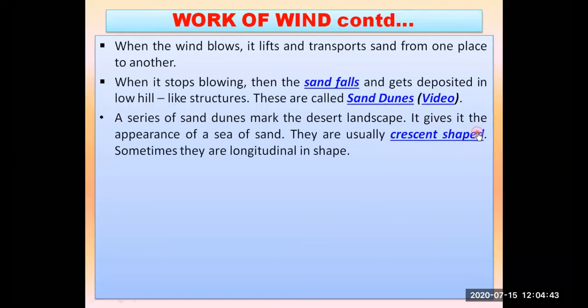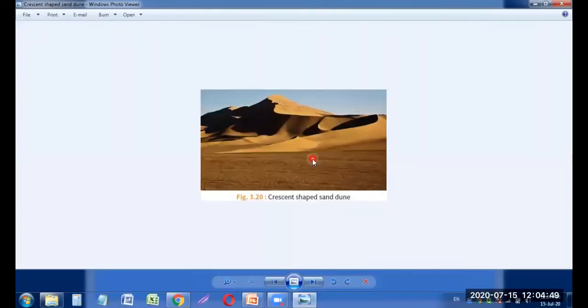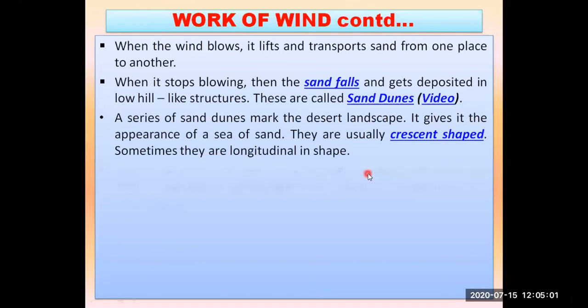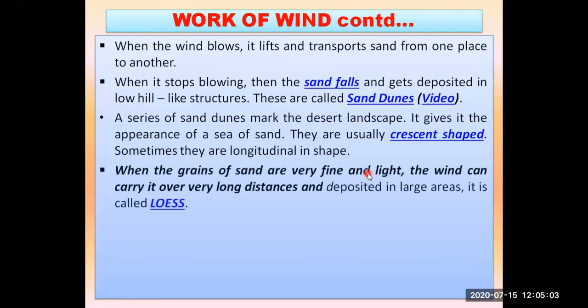Let me show you that also. I have the photo with me, the crescent shaped sand dunes you can see over here. You must have seen the crescent moon. So these are the crescent shaped sand dunes which are also available in the deserts. Sometimes it is longitudinal shape, in different shapes, other shapes also, longitudinal shape also.